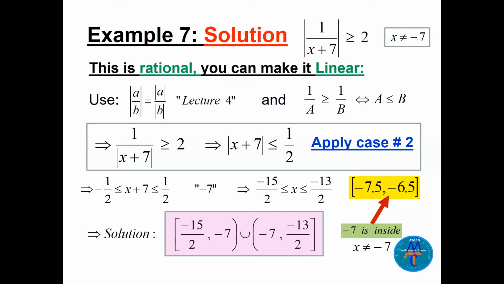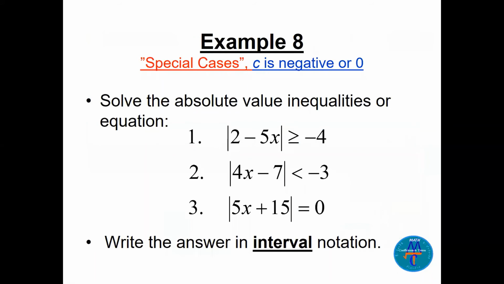That's the tricky part. Remember, we had said before, we have to remove all the zeros of the denominator from the final solution, the numbers that will make the denominator 0. Example 8, special cases: C is negative or 0. I put here 3 examples in example 8, where we have negative and zeros. So here we don't use case 1, case 2, case 3; we use logic and discussion. Let me show you now.